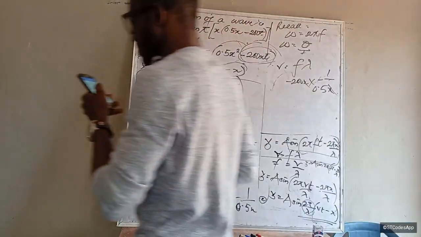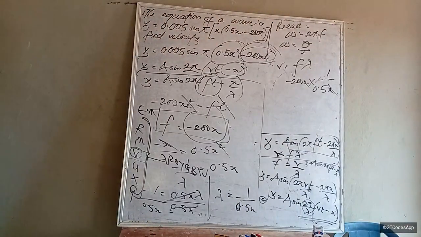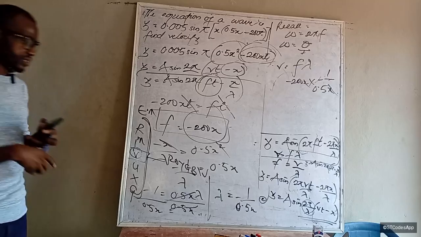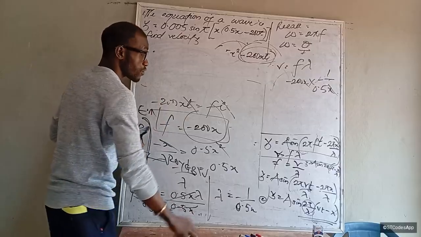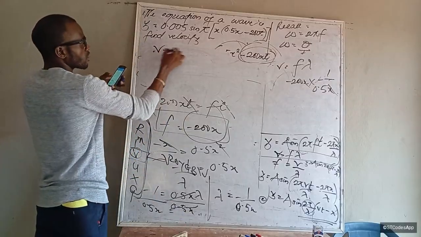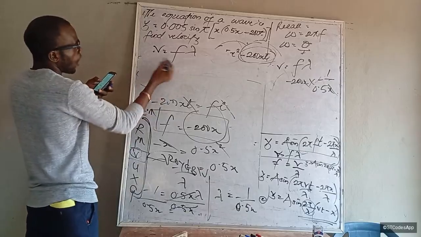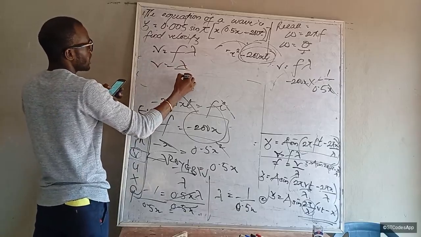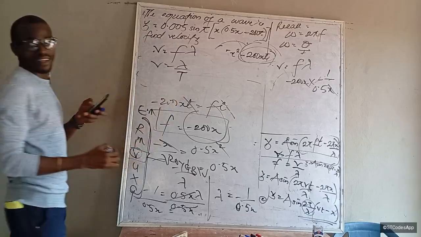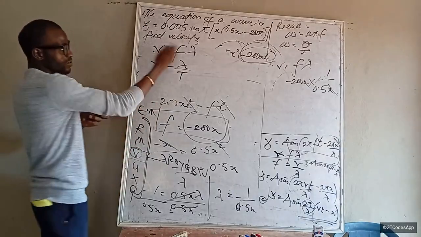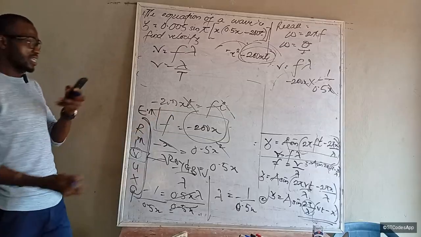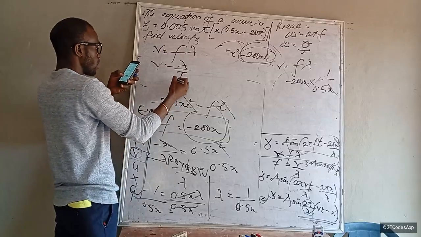If the wavelength of a wave traveling with a velocity of 360 meters per second is 60 meters, the period of the wave is what? Now it's very simple. You don't even need to touch a book. But in case you might have forgotten, V is equal to what? F lambda, or V equal to lambda over T. F is 1 over T, so 1 over T times lambda is lambda over T. Is it clear?